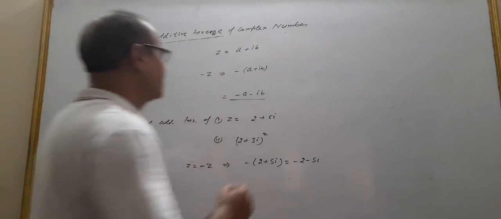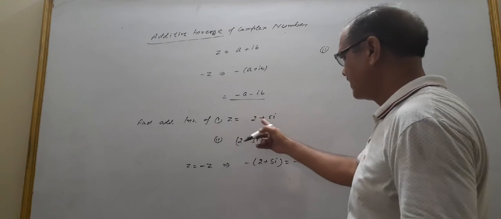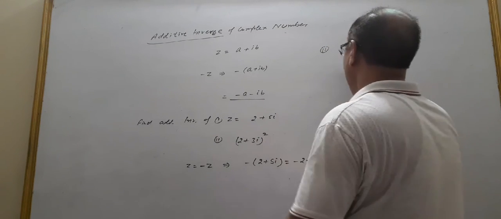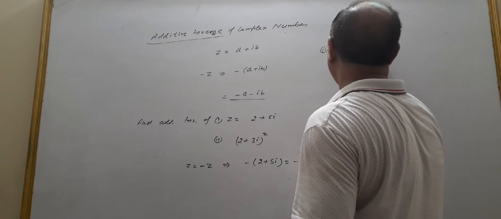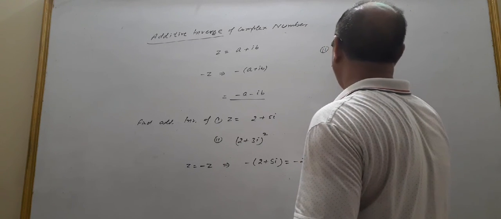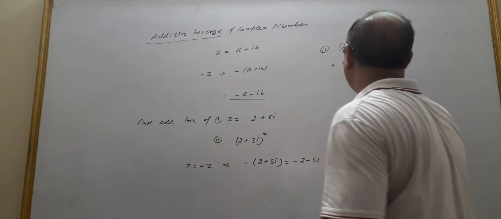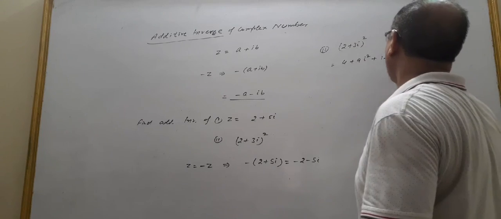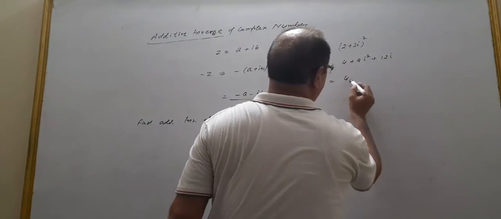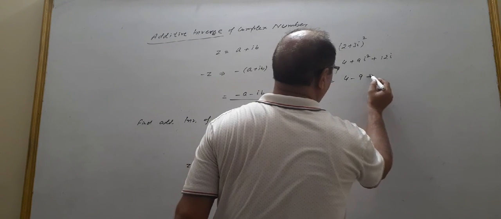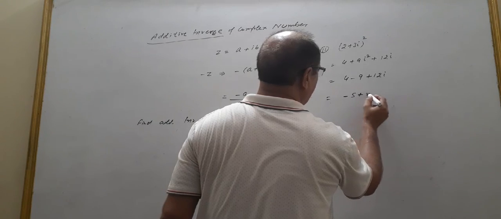Now, in case number two, this is not in the form of a plus iota b. You have to simplify this. In the second, first of all, you write in the standard form, that is squaring: 4 plus 9 iota square plus 12 iota. Now students, you again see iota square is minus 1. This becomes 4 minus 9 and plus 12 iota. Therefore, this becomes minus 5 plus 12 iota.